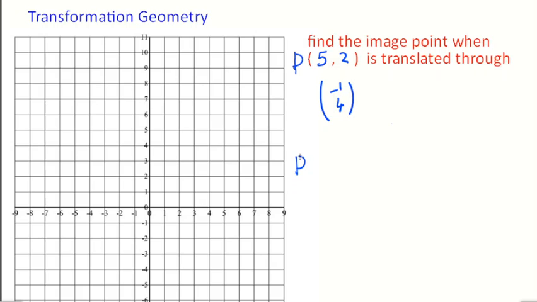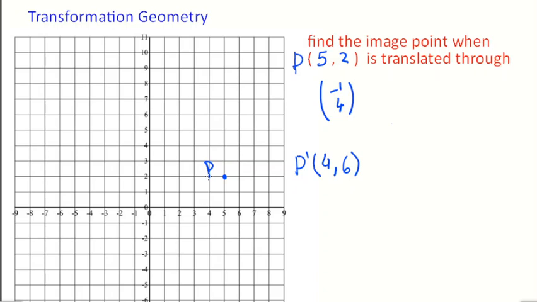So P prime would be 5 minus 1, 4, and 2 plus 4, 6. That would be where we would assume our point to be. Now let's plot those points. So P is (5, 2). So our original point was here. That's P. And we are translating our point to P prime through (-1, 4).